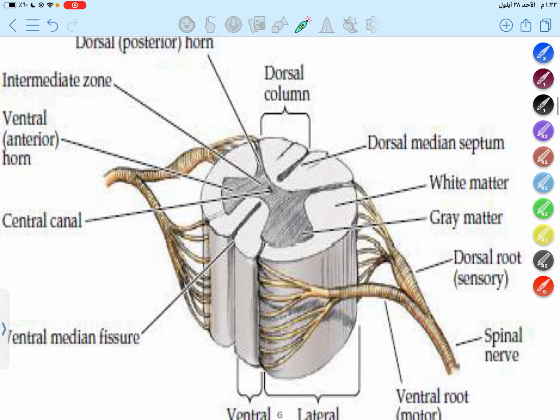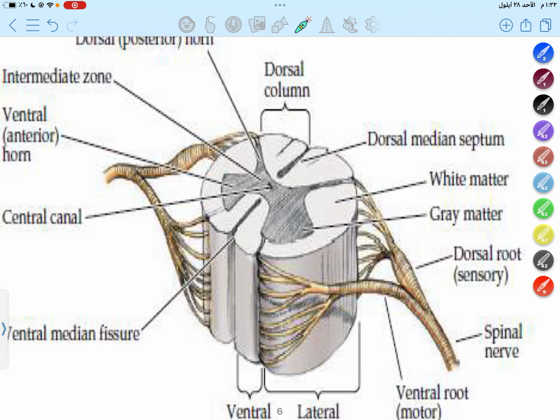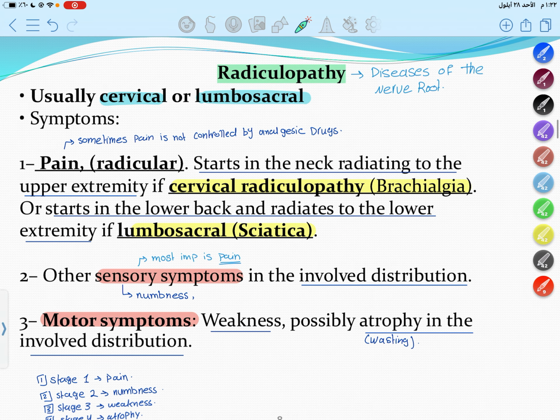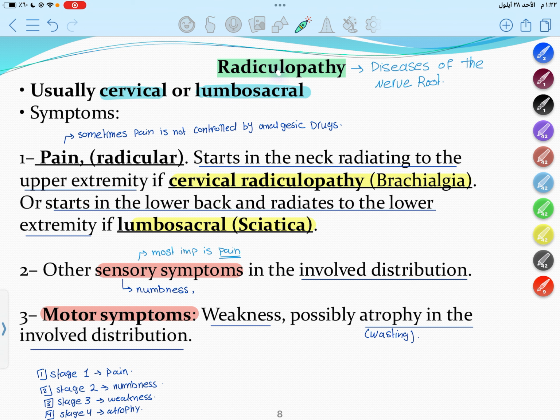Now we start with the radiculopathy. In radiculopathy, the radicles or roots, the involvement could be the cervical root higher up in the neck or in the lumbosacral roots, lower down. Now, the clinical presentation usually of a root problem, which is a common presentation, most of you know, the patient will be presented with pain. And that pain is called radicular pain.